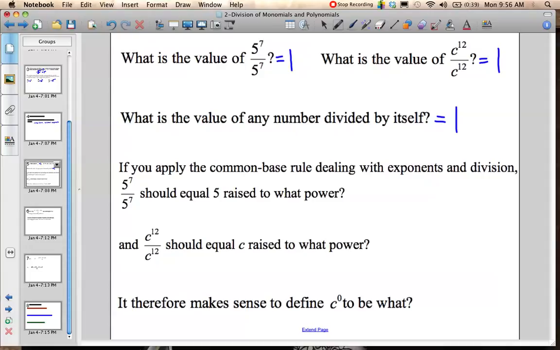That makes sense. But what about doing that common base rule now? 5 to the 7th divided by 5 to the 7th. If we do that rule we just learned, shouldn't we get 5 to the 7 minus 7 or 5 to the 0? Can you have an exponent of 0? And on the bottom one too? C to the 0 power?